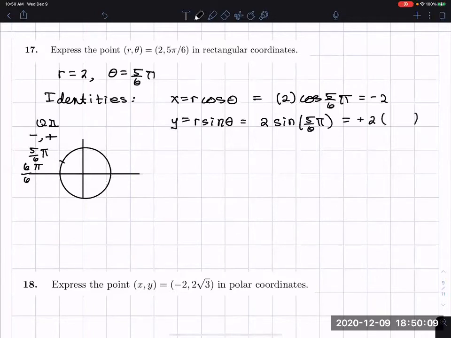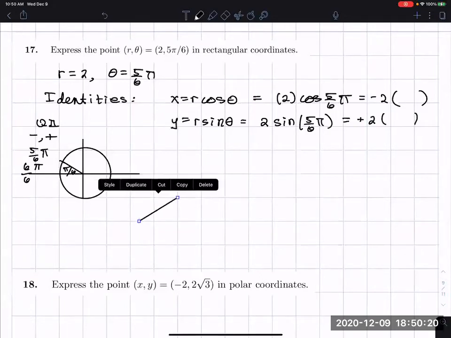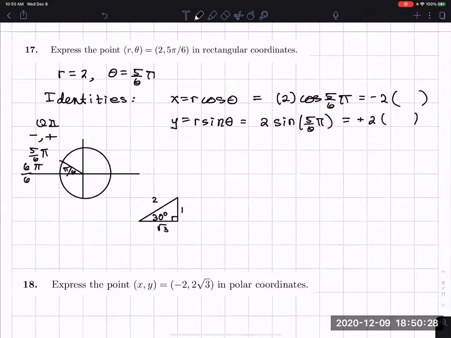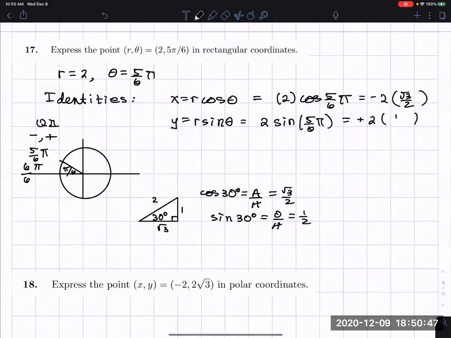Now let's fill in the blank of, if I do have a reference angle of pi over 6, can I draw a triangle that corresponds to that? Well, I think I can, because pi over 6 corresponds to 30 degrees, and we can sort of see what the shape of that 30, 60, 90 triangle is and fill that in. And cosine 30 degrees is adjacent over hypotenuse, so that's rad 3 over 2, which I fill in. And then sine of 30 degrees is opposite over hypotenuse, and so that makes 1 over 2. I fill that in.